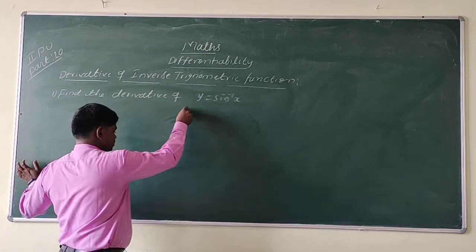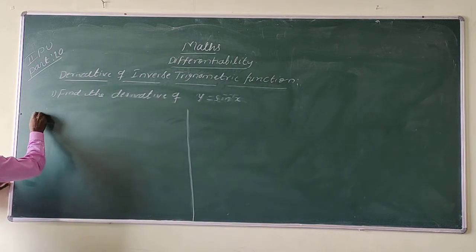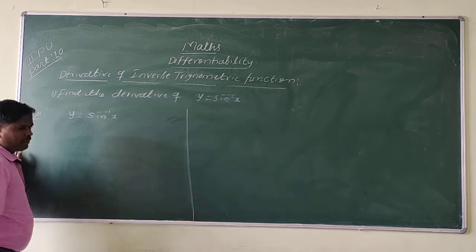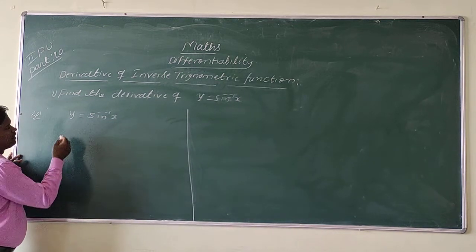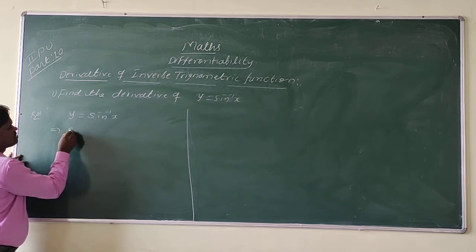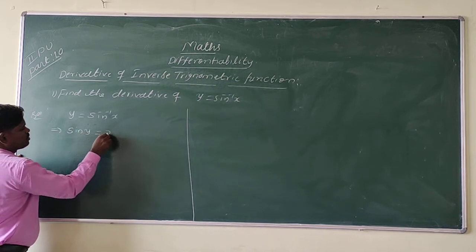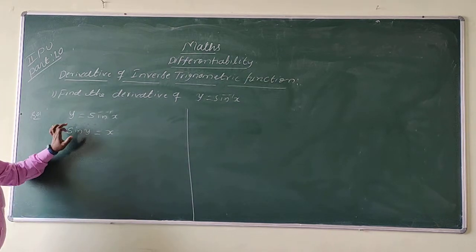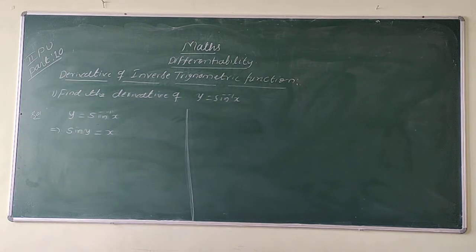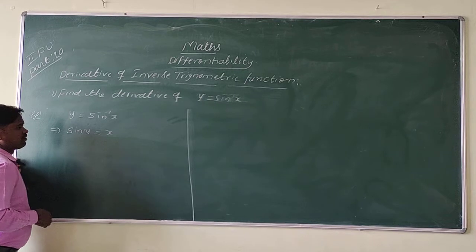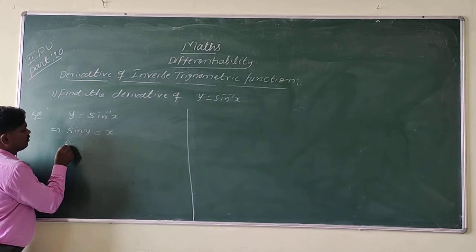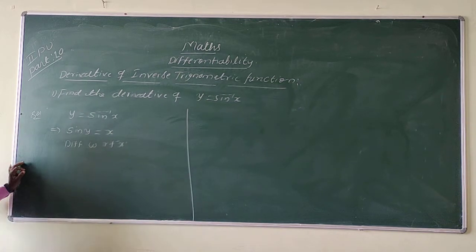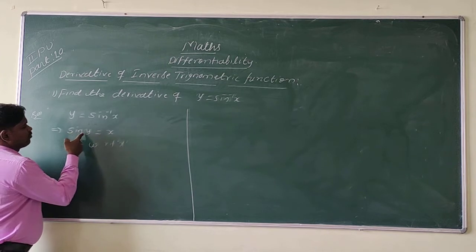Solution. y is equal to sine inverse of x. By the properties of inverse trigonometric functions, this implies sine y is equal to x. Now we are going to differentiate this with respect to x.